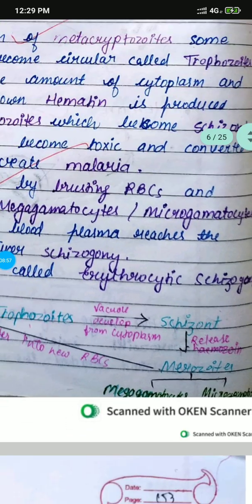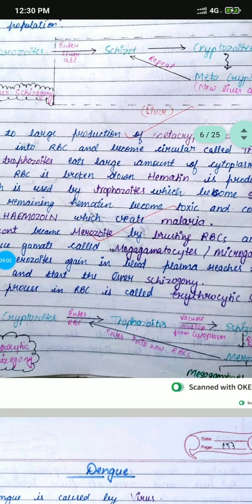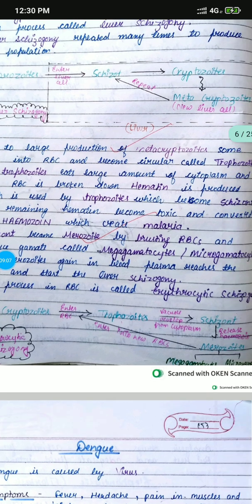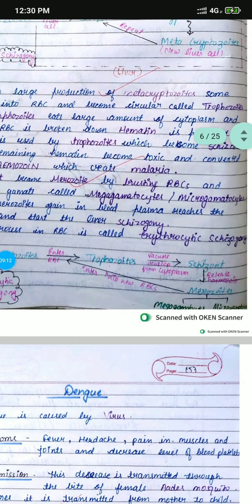This hemozoin is actually dangerous for the body. So why? Because the remaining part of the hematin becomes toxic and is converted into hemozoin, which creates malaria. This hemozoin is released in the body and creates malaria, and the schizont becomes merozoites. So merozoite is of two types: megagametocytes and microgametocytes. This merozoite again goes to the RBC, forms trophozoites, schizont, and merozoites have two forms: megagametocyte and microgametocyte.